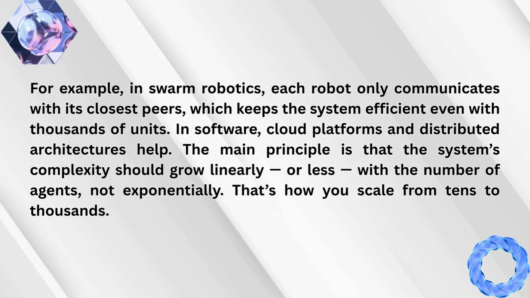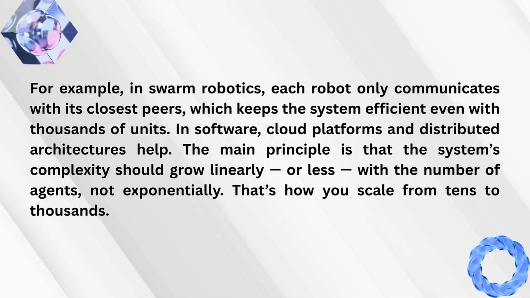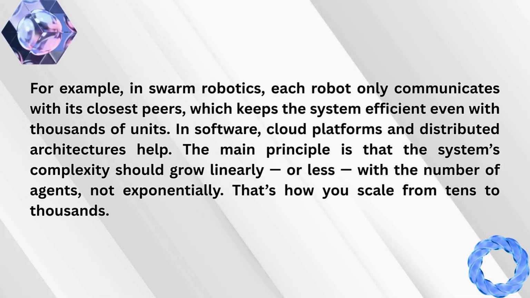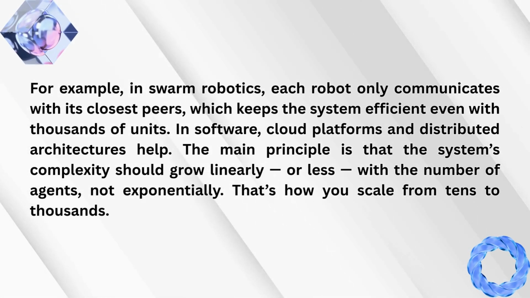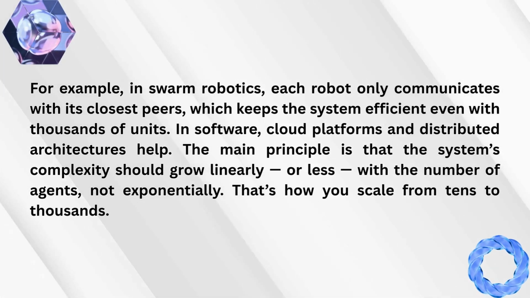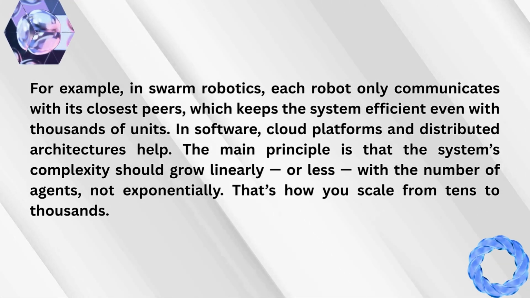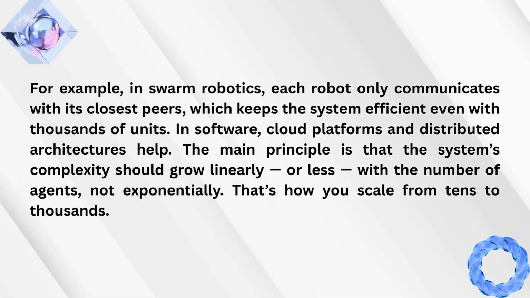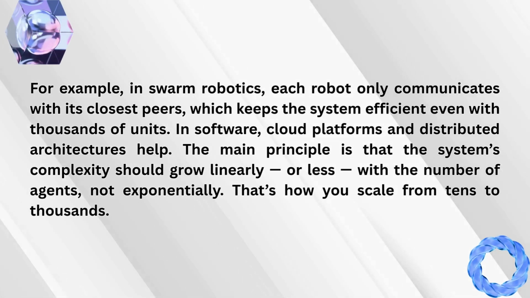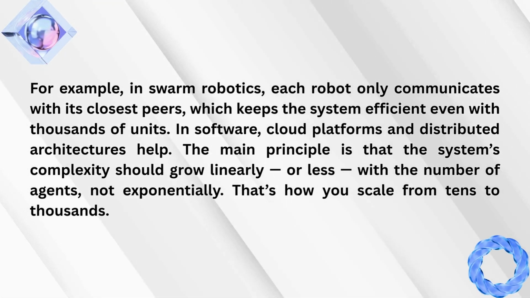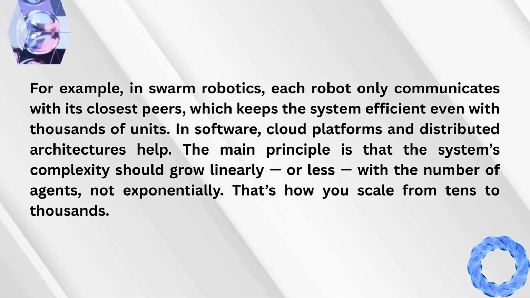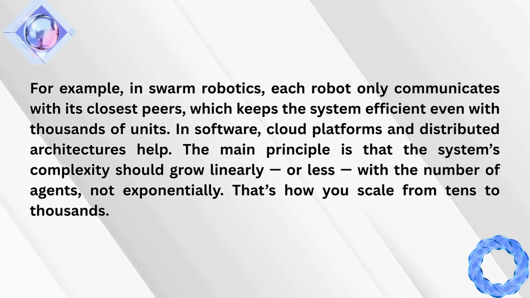For example, in swarm robotics, each robot only communicates with its closest peers, which keeps the system efficient even with thousands of units. In software, cloud platforms and distributed architectures help. The main principle is that the system's complexity should grow linearly or less with the number of agents, not exponentially. That's how you scale from tens to thousands.